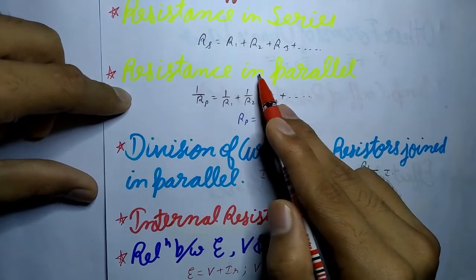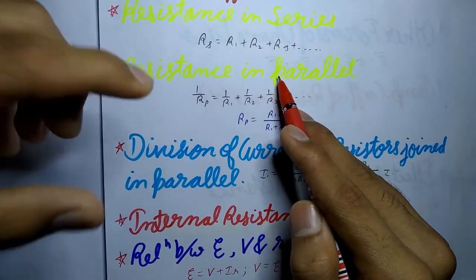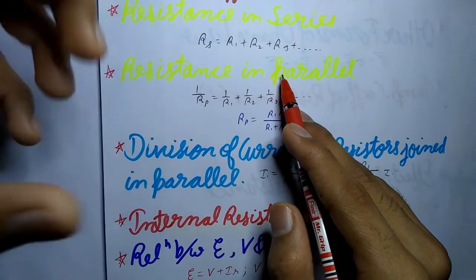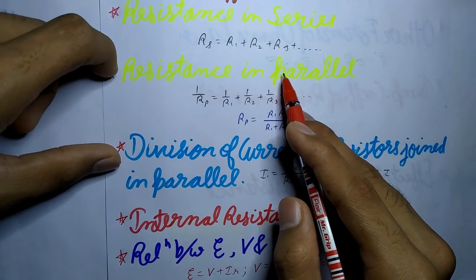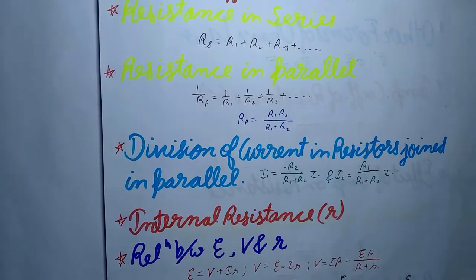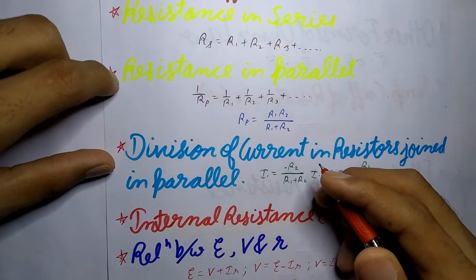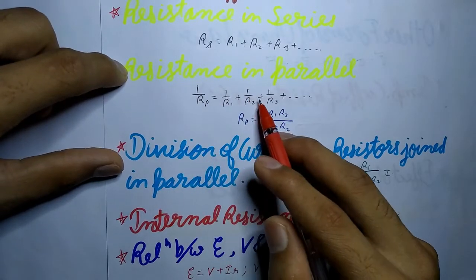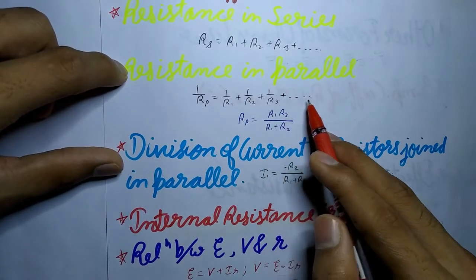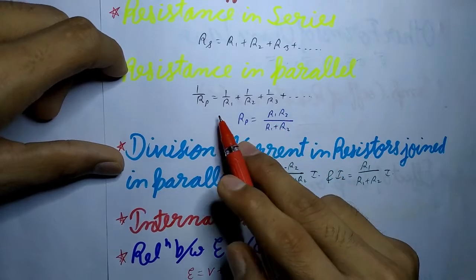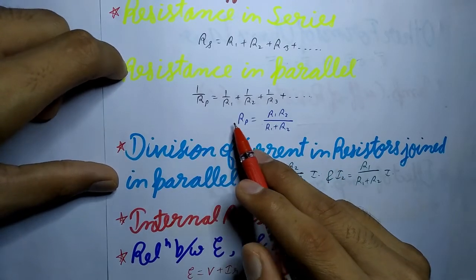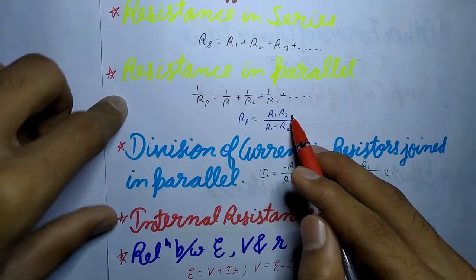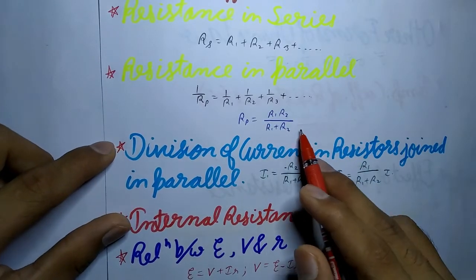Now next is resistance in parallel. When a number of resistances are connected in parallel, the reciprocal of their equivalent resistance Rp is equal to the sum of reciprocals of the individual resistances. So 1 upon Rp is equal to 1 upon R1 plus 1 upon R2 plus 1 upon R3 up to 1 upon Rn. And for two resistances in parallel, Rp is equal to R1 R2 upon R1 plus R2.